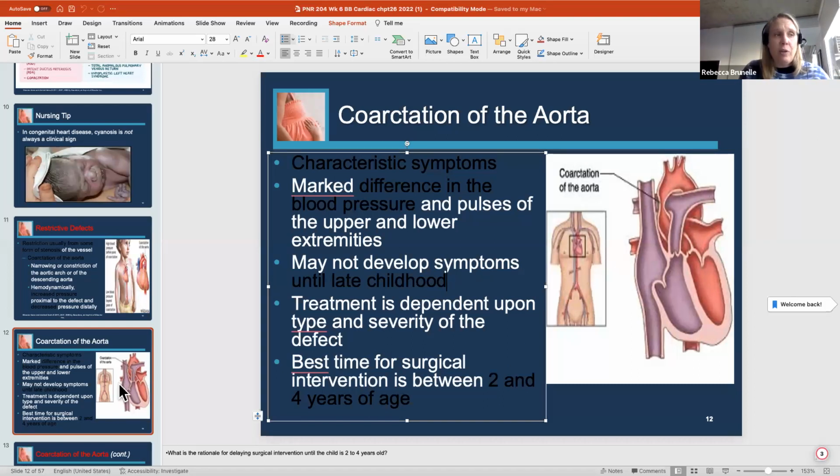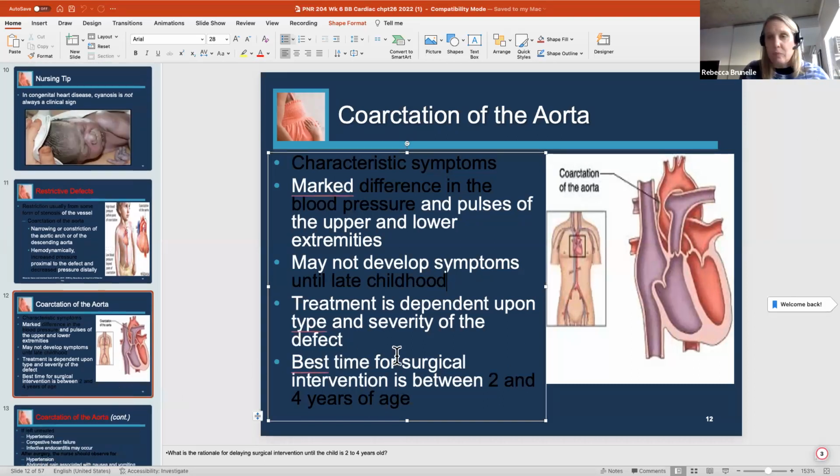And for the coarctation of the aorta, sometimes they can take them into the cardiac cath lab and balloon that narrowing open, or sometimes they have to do a surgery.